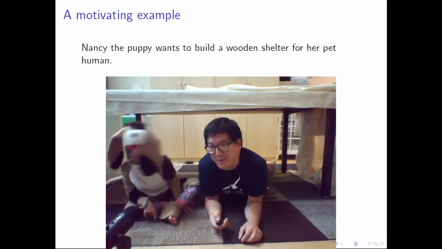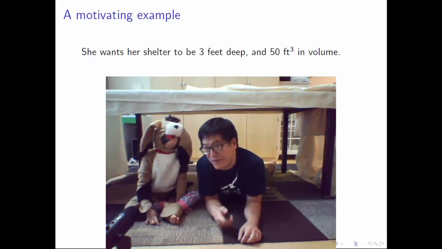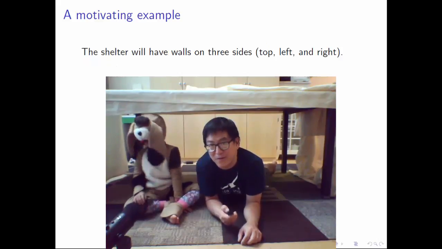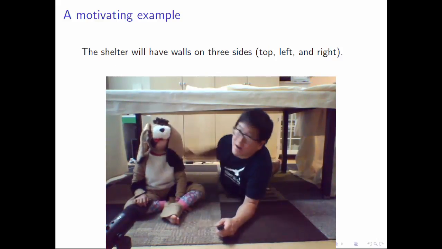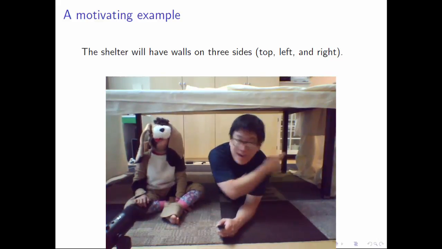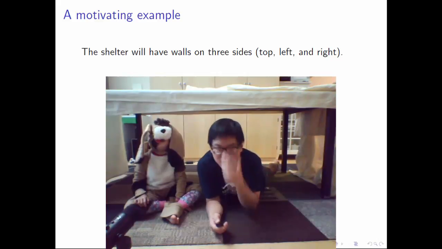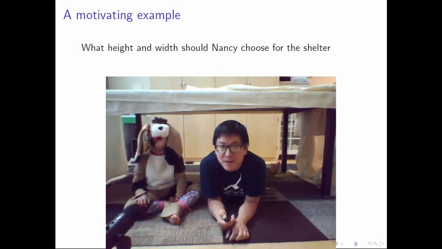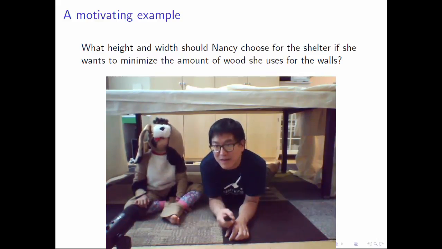So Nancy the puppy wants to build a wooden shelter for her pet human. She wants her shelter to be 3 feet deep and 50 cubic feet in volume. The shelter will have walls on three sides, on the top, on the left, and on the right. As you can see by the tablecloth here, our table is supposed to be the shelter, and the tablecloth represents the walls. So the question is, what height and width should Nancy choose for the shelter if she wants to minimize the amount of wood she uses for the walls?